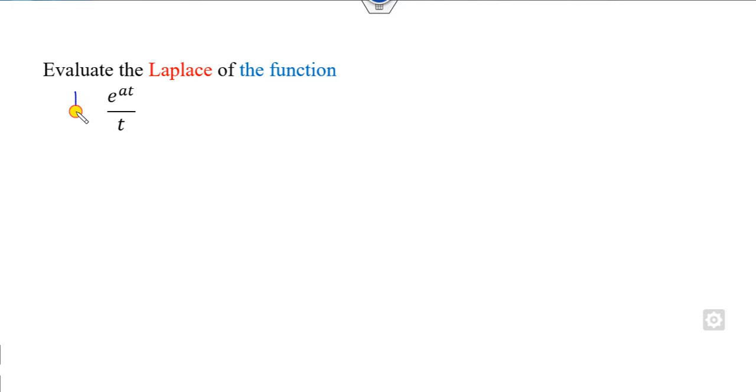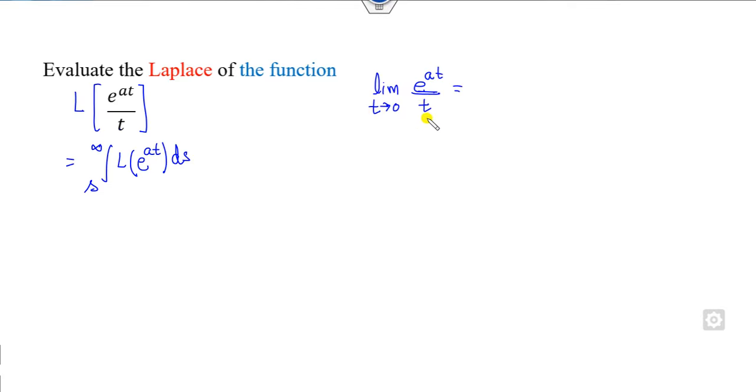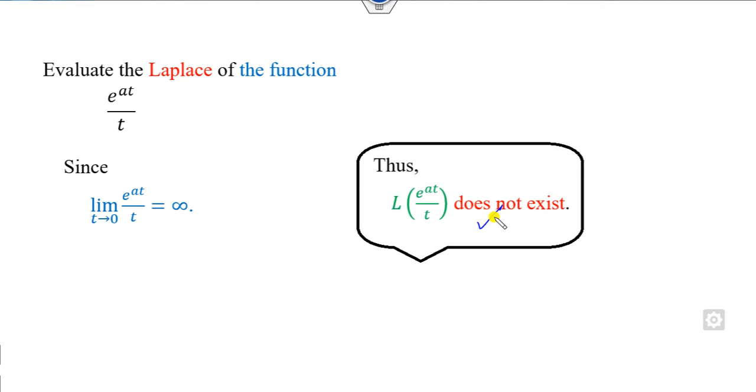Okay, look at this another one. It is ln of this. So 1 over t appears, with infinity from this number. But before that you need to check the limit as t approaches 0 of this number. It is not a 0 by 0 form, it is 1 over 0, that is infinity, which is not finite. So once it is not finite, it means the Laplace does not exist. Make sure this condition must always be finite in order to evaluate this problem.